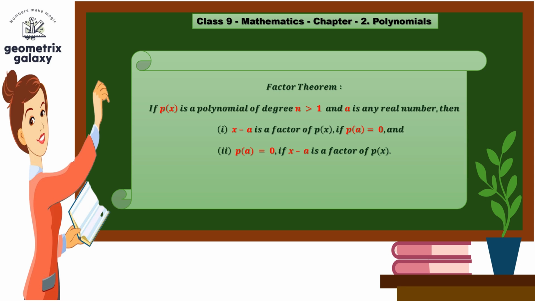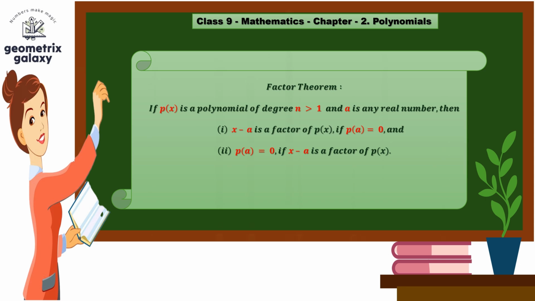Suppose if p of 1 is equal to 0 for a polynomial, then x minus 1 is a factor. Understood, students? And also, if x minus 1 is a factor, then p of 1 is equal to 0. That is what they are telling through factor theorem. So using this concept, we are going to solve the following example problems.